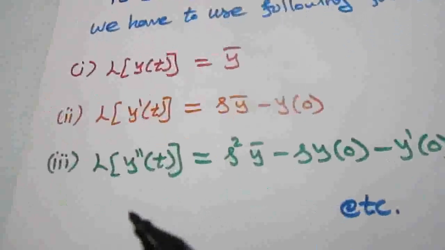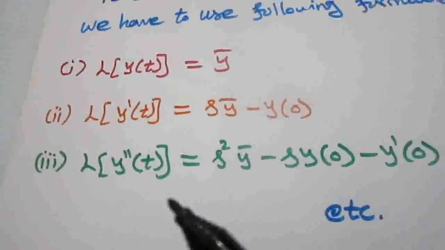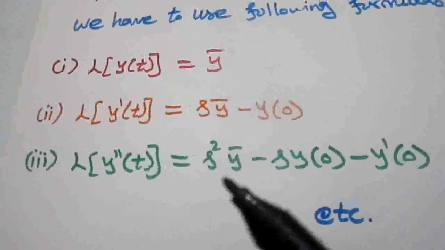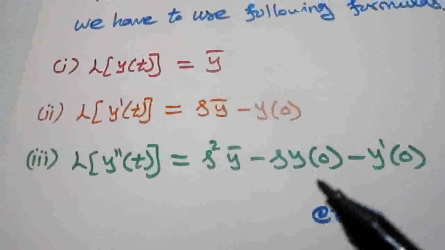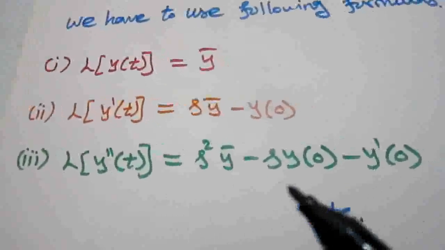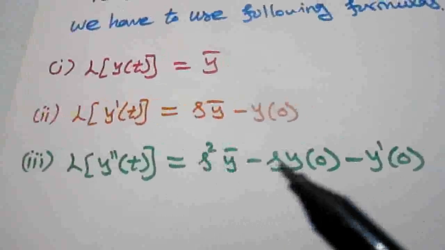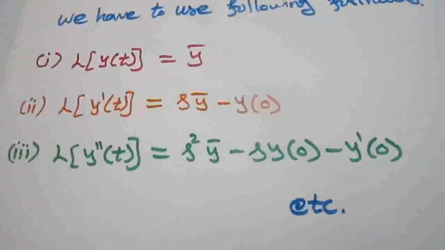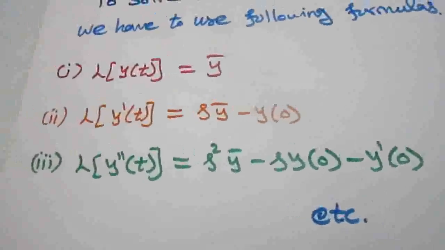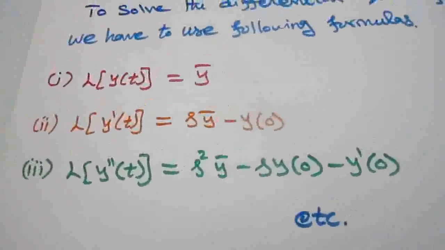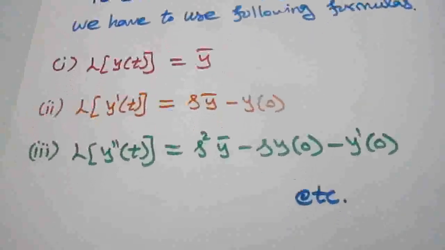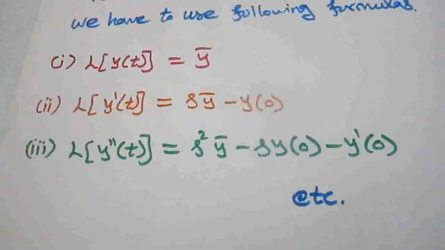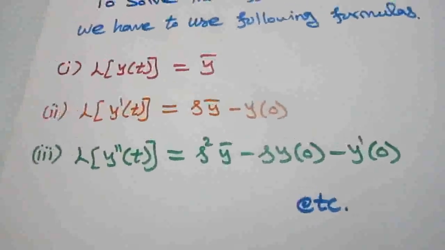Laplace transform of y triple dash of t can also be written as s cube y bar minus s square y of 0 minus s y dash of 0 minus y double dash of 0. So, etc., we can write many more formulas like this. To solve the given differential equation we have to use the Laplace transform method, and for this we have to use these formulas.